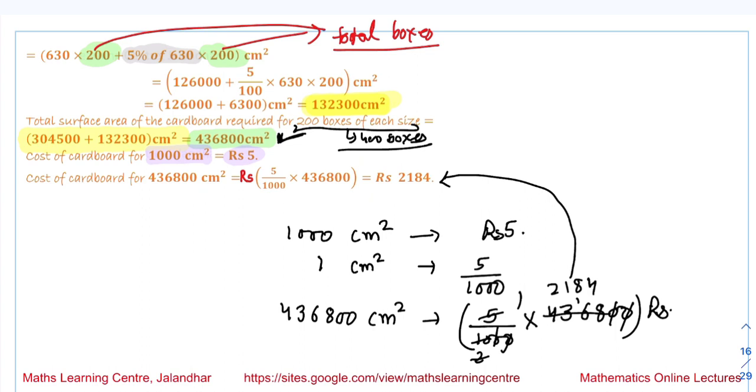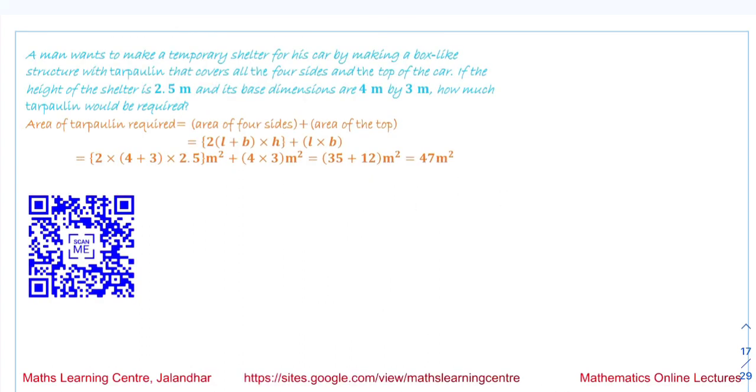Now the next question we have is, a man wants to make a temporary shelter for his car by making a box-like structure that covers all four sides and the top of the car. If the height of the shelter is 2.5 meter and its base dimensions are 4 meter and 3 meter, how much tarpaulin would be required? Tarpaulin is basically a kind of shelter cloth, or plastic, you can say.